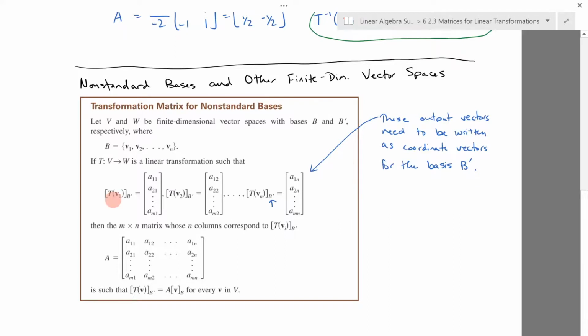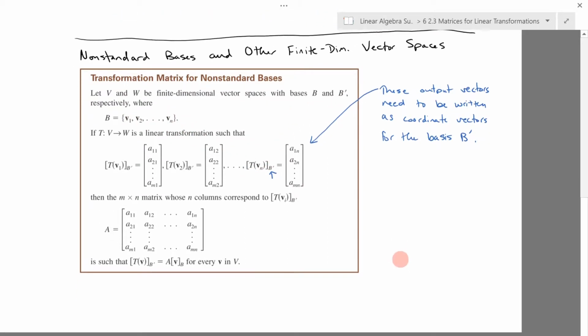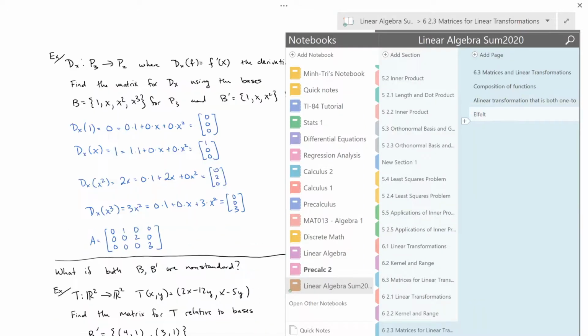So you still calculate the transformation for each of the individual basis vectors. However, when you write out the column vector, it should be written in terms of the basis B prime for the codomain, right? So this is the coordinate vector for the basis B prime, not necessarily what the output calculation comes out to be, right? So you get the output calculation, and then based on the output calculation, you have to write the output in terms of the basis vectors for B prime. So what do I mean by this?